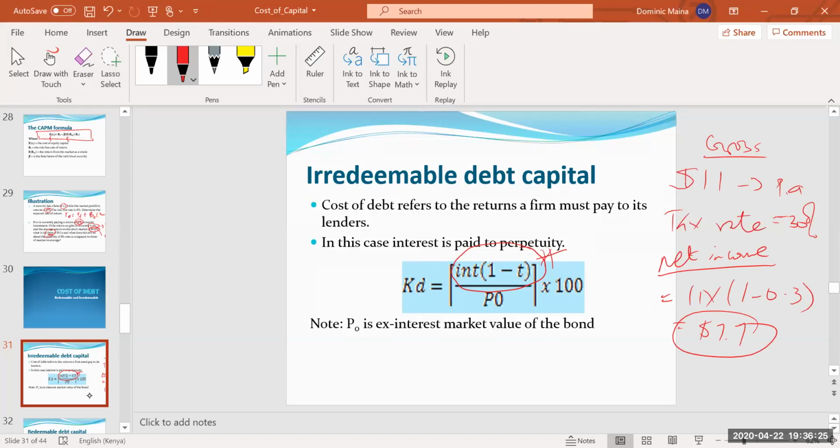That is assuming there's tax. If there's no tax, then the numerator is simply the gross interest income. If there's tax, then of course we need to reduce the interest income by 30%, and that's how we get the cost of the bond, assuming this bond is irredeemable. Let's attempt the question.